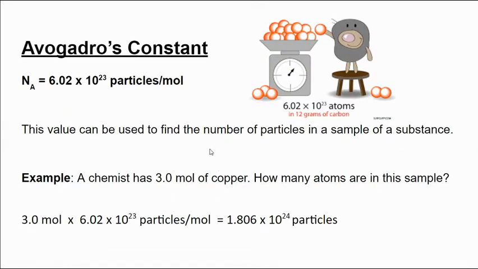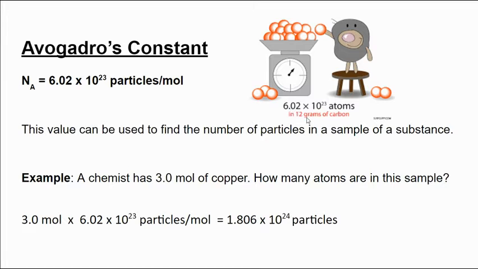Now from the video, we were introduced to the work of Avogadro and saw that some other scientists at the time rejected his ideas. But Avogadro's constant is the number of particles that you find in 1 mole of a substance. So we said that a mole, our working definition, is when you have 12 grams of carbon-12.